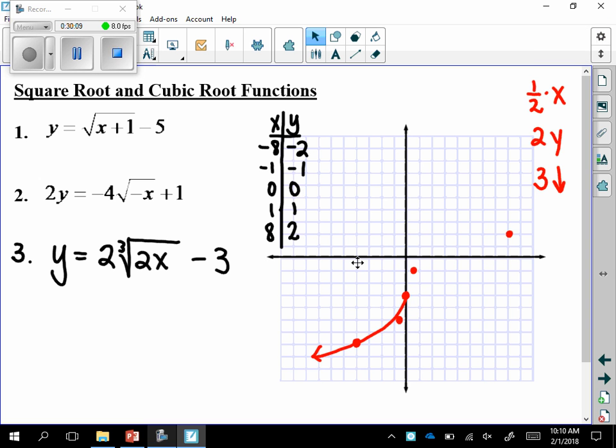So we'll multiply the x coordinate by 1/2 to give me 4. Multiply the y coordinate by 2 also gives me 4, and then move it down 3. Here would be this cubic root function. So you couldn't tell, you could just go to like 27. Yeah, you could have if you need to get some more points.